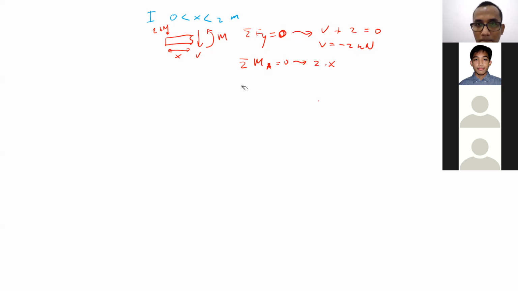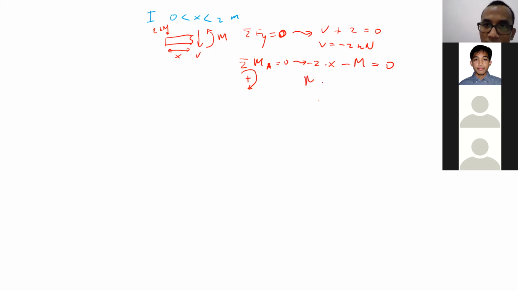Safran, positive for clockwise. So in that case, V multiplied by x is not positive, because the value of V is negative, right? Although V will give a clockwise moment, the value of V itself is negative, so you have to put the negative there. Minus 2 multiplied by x, and then minus M, equal to 0 because the moment is counterclockwise.